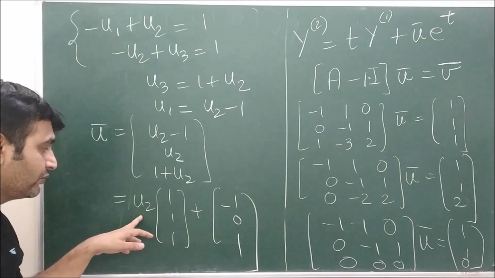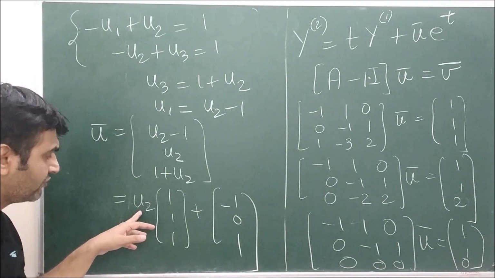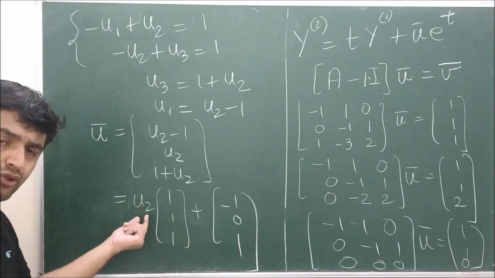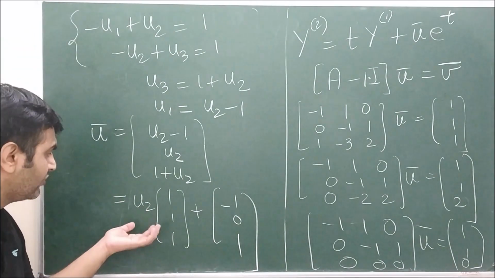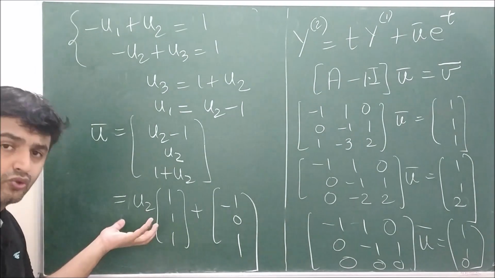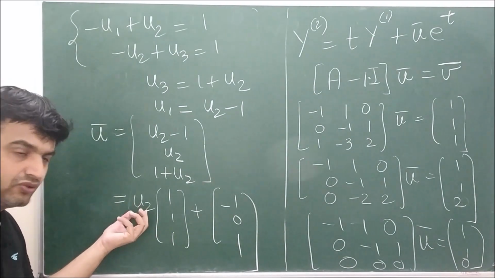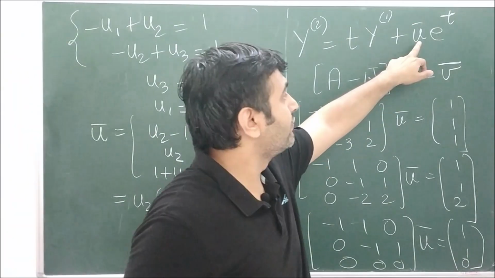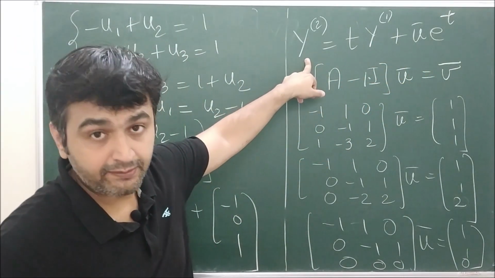Now again for simplicity you can take u2 equal to 0 because u2 is any number. So any combination of this will be your eigenvector. So let's take u2 equal to 0 for simplicity. You can take 1, you can take 2, you can take pi, anything, but let's take 0. So your u bar will be (minus 1, 0, 1). So once you have your u bar, you put it over here, and you have the second linearly independent solution.